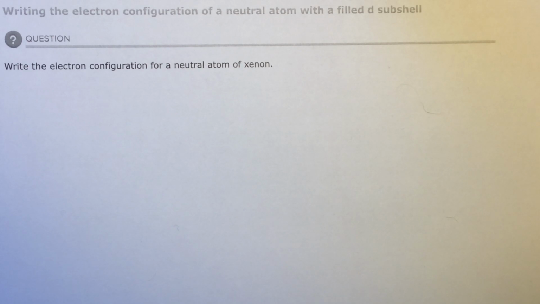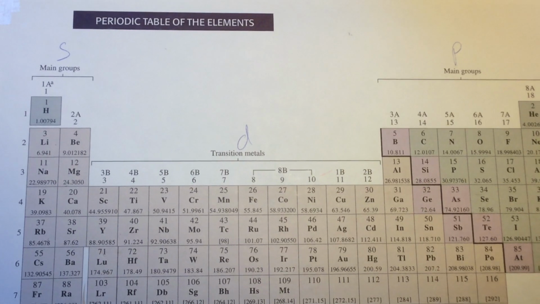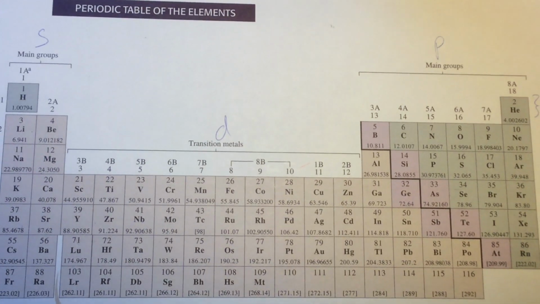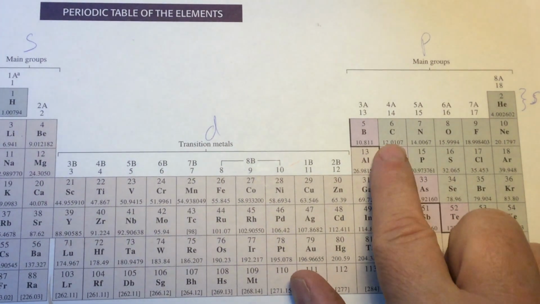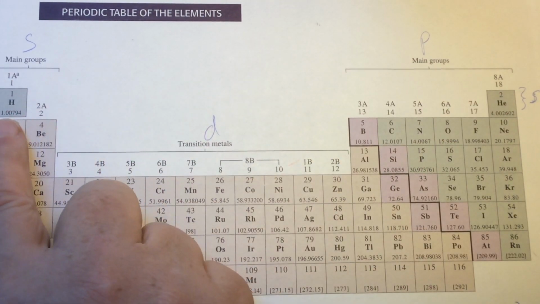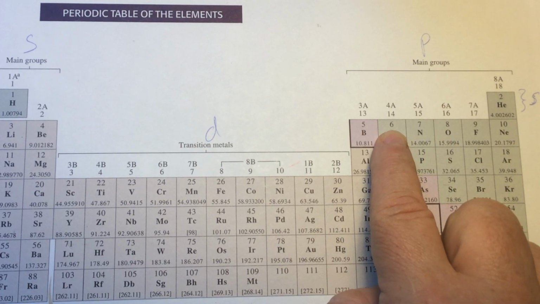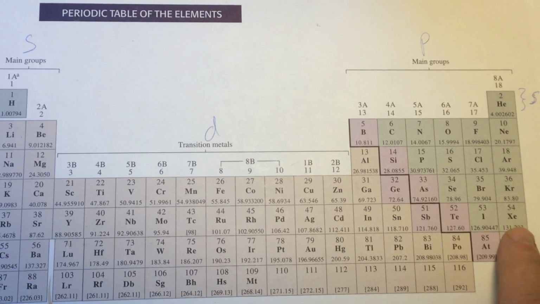Welcome back. This is an ALEKS training video on writing the electron configuration of a neutral atom with a filled d subshell. So we've done an electron configuration for an element that's pretty close to the top. I think we did carbon, where we had just 1s2, 2s2, 2p2. Now they're going to ask for xenon.